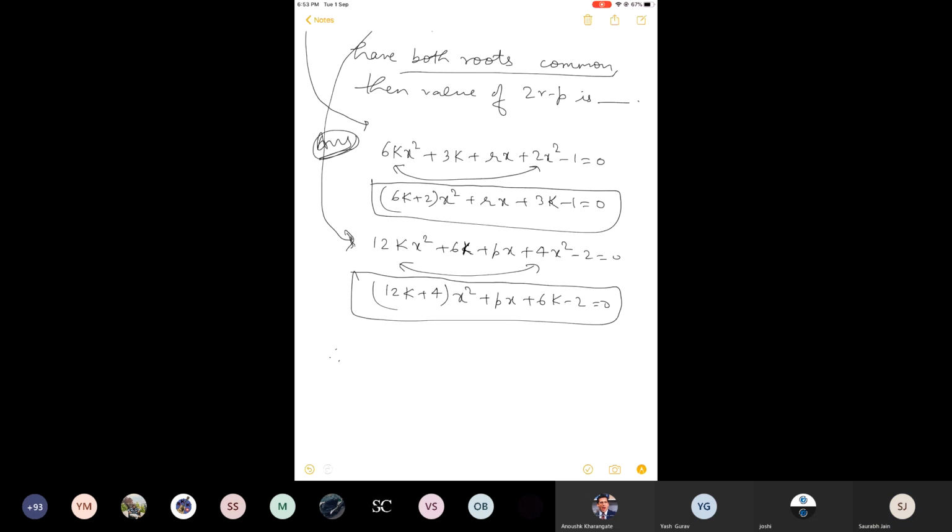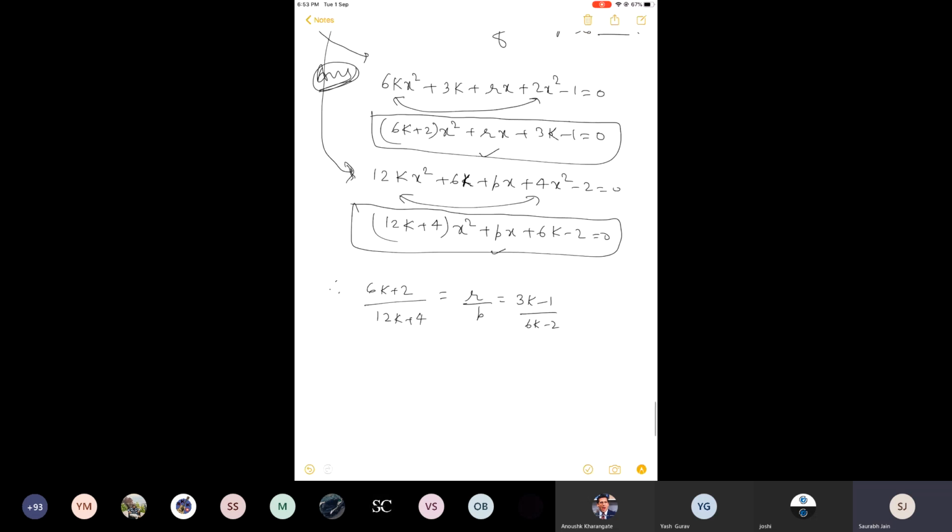Therefore, 6k plus 2 upon 12k plus 4. These are coefficients of x square in both the equations. Their ratio equals r upon p, coefficient of x in first equation upon coefficient of x in second equation, equals 3k minus 1 upon 6k minus 2. But you know what will happen? These two terms will cancel each other like this. Just take 2 common. This will be 6k plus 2 r by p. Similarly, you can take 2 common from here. This will be 3k minus 1.